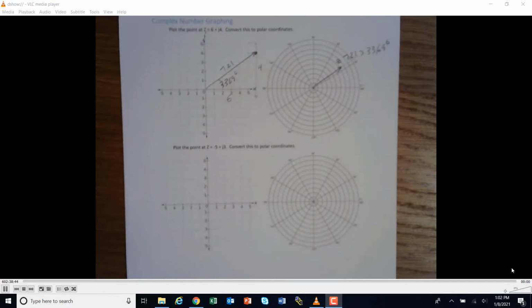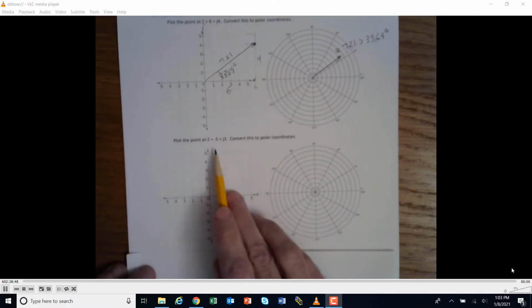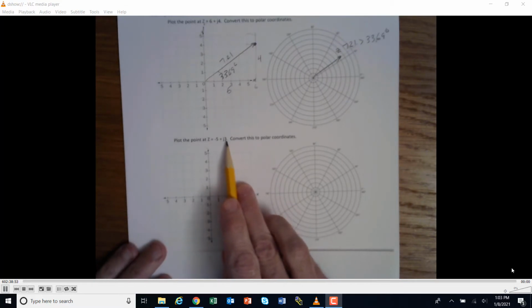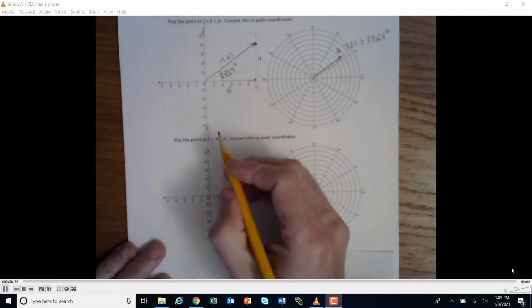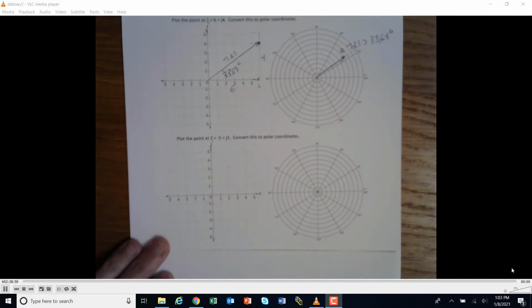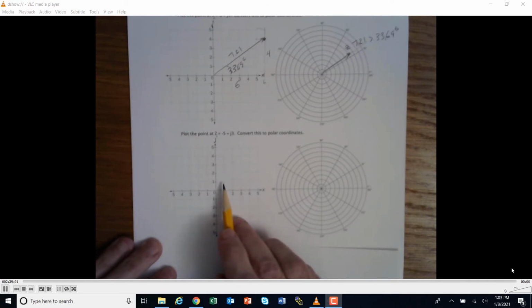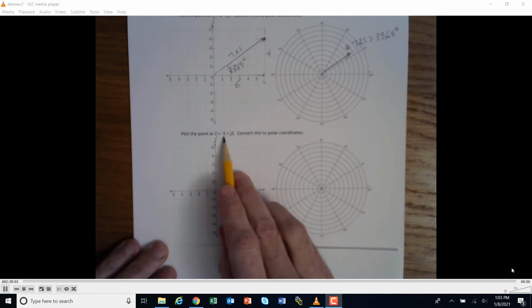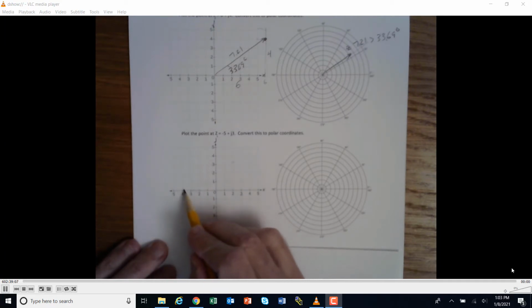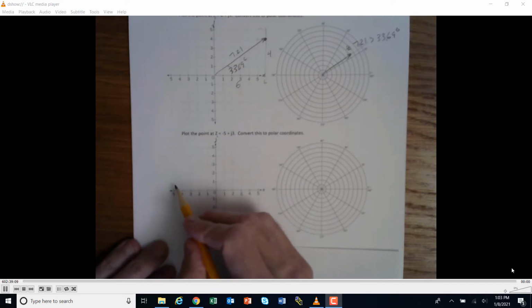All right, let's do another one here. It wants us to plot the point -5, and then here's our imaginary part, j3. So remember, this is my axis here for my imaginary, and so this is going to be -5, and that's going to be the horizontal axis here, 1, 2, 3, 4, 5, and then +3, 1, 2, 3.